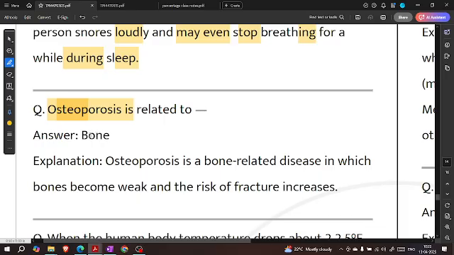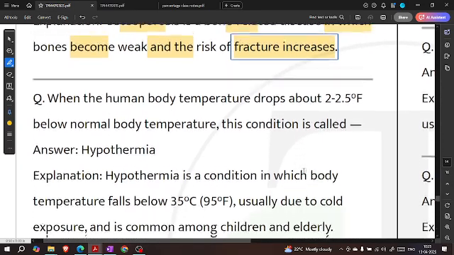Osteoporosis is related to bones. Osteoporosis is a bone-related disease in which bones become weak and the risk of fracture increases.